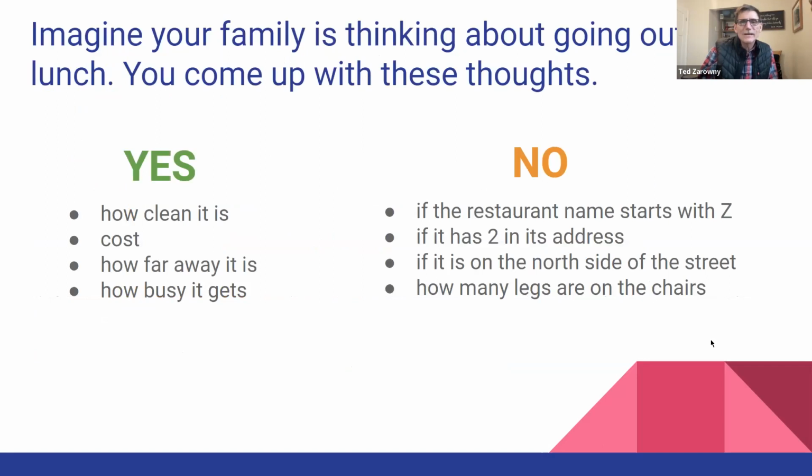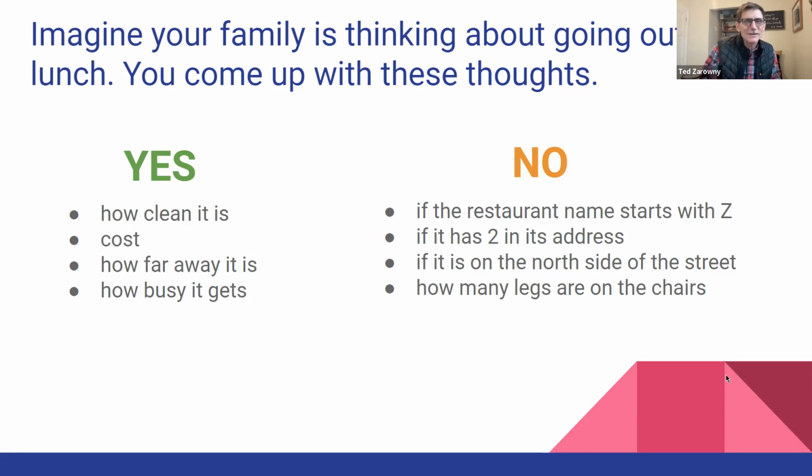So if you go to the next slide, what I did here was give some examples of yeses and no's. The yeses in the back of my mind when I'm applying this are criteria. So what are some criteria for deciding where your family is going to go for lunch? Are you going to go to a place depending on how clean it is, the cost, how far away it is? You could see that those are criteria that someone might use. Some other thoughts may be if the restaurant starts with a Z. So you throw these ideas out there. You don't use the word criteria, but you ask them now, if you're going to go to a restaurant, what is something else?